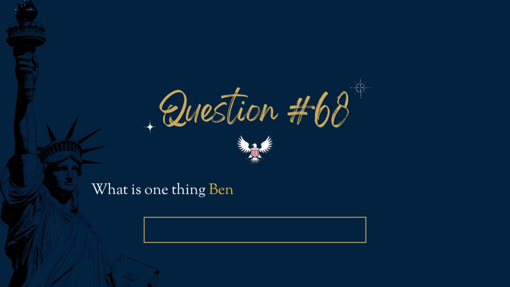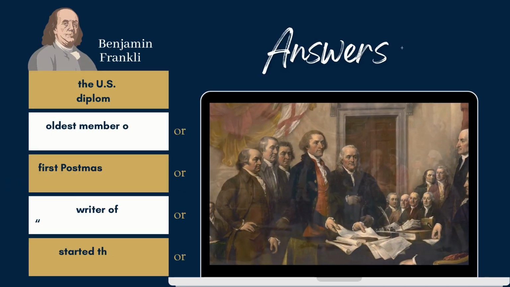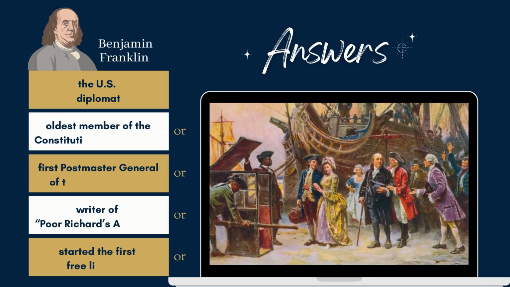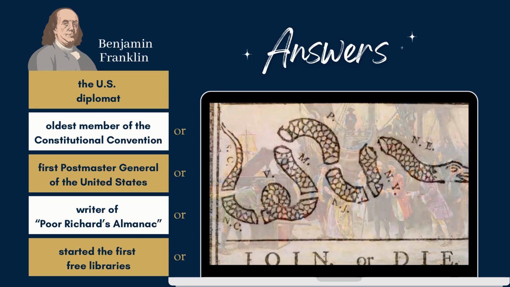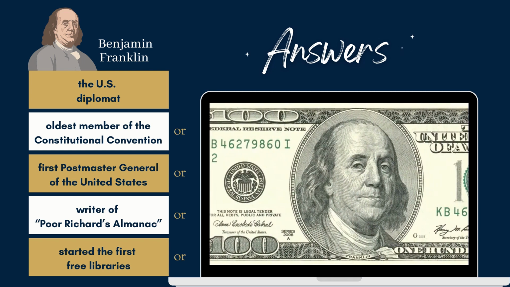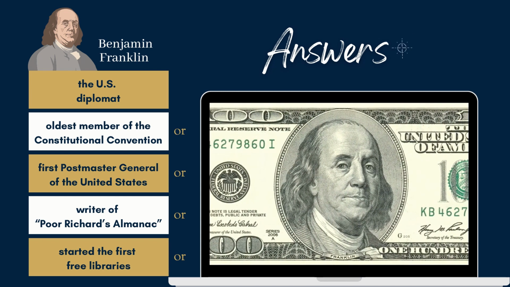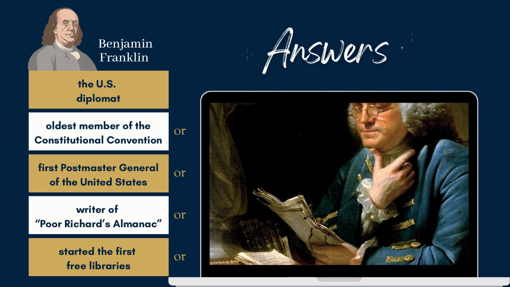Question 68. What is one thing Benjamin Franklin is famous for? Answers. U.S. diplomat. Or oldest member of the Constitutional Convention. Or first Postmaster General of the United States. Or writer of Poor Richard's Almanac. Or started the first free libraries.